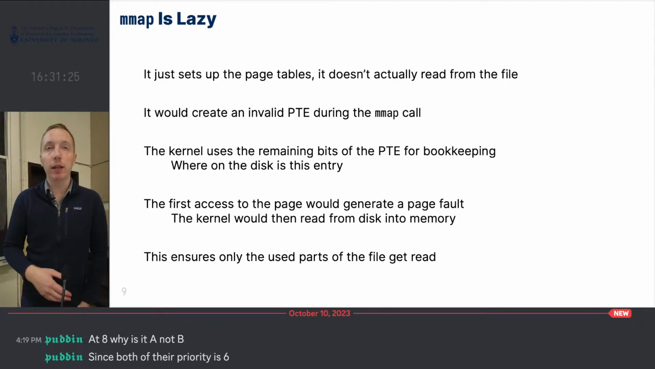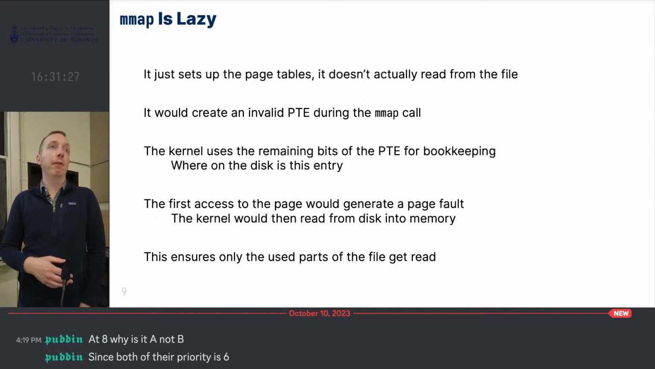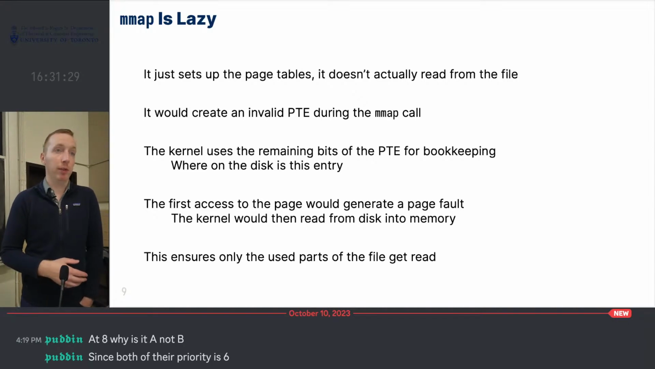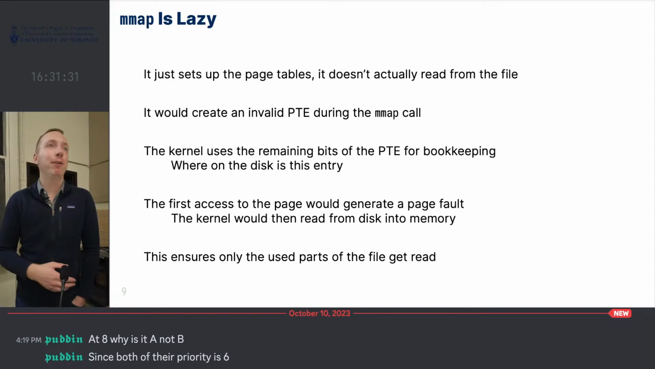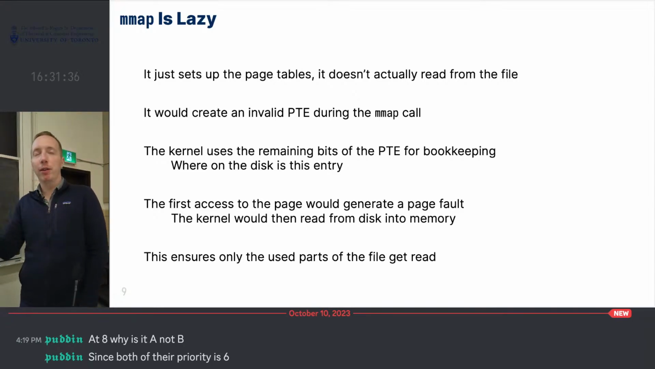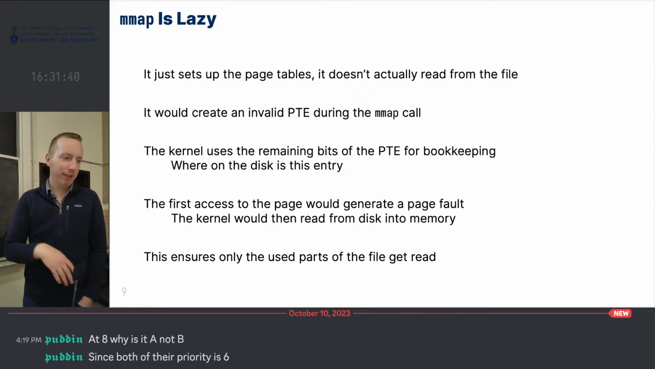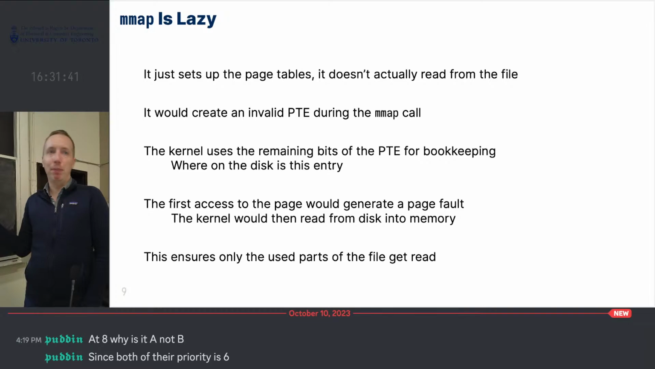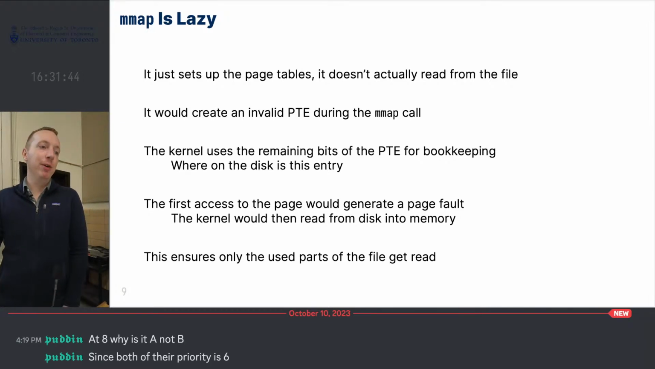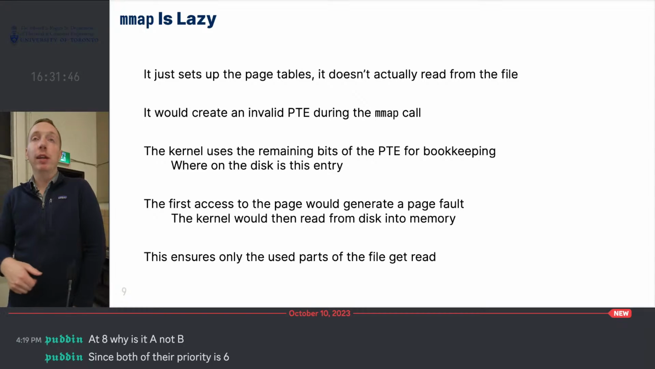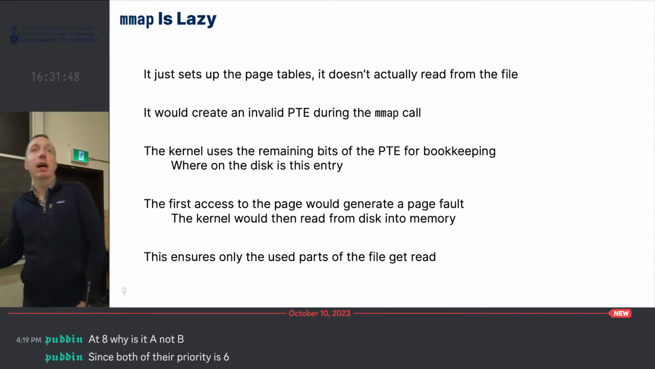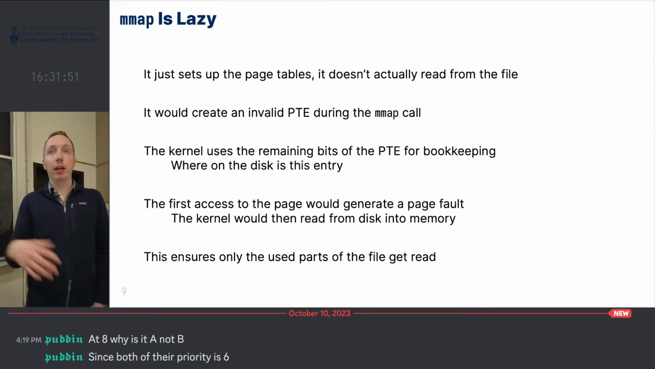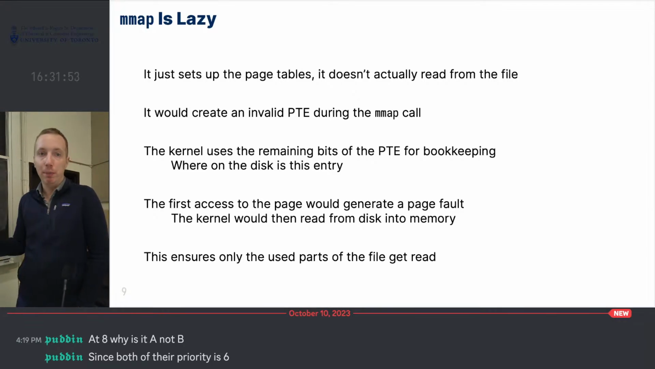So it would just do it lazily. You only will load what parts of the file you actually use, which is really hard to do if you don't have mmap. If you have to jump around the file and make sure your buffer's the right size, it's just a real pain. You can just have the kernel manage it for you, and this ensures that only the parts of the file you use actually get read and put into memory. So it's only pay for what you use. Just let the kernel do all the hard work.